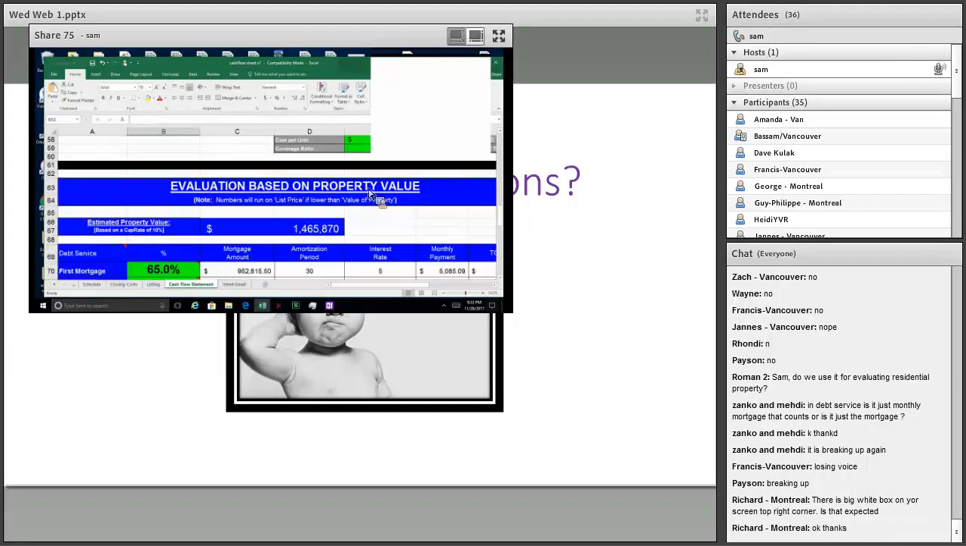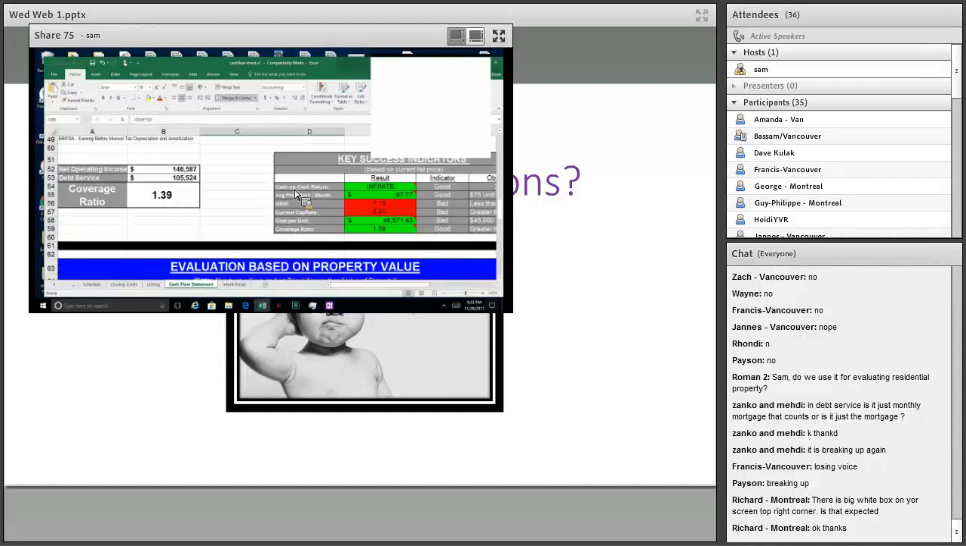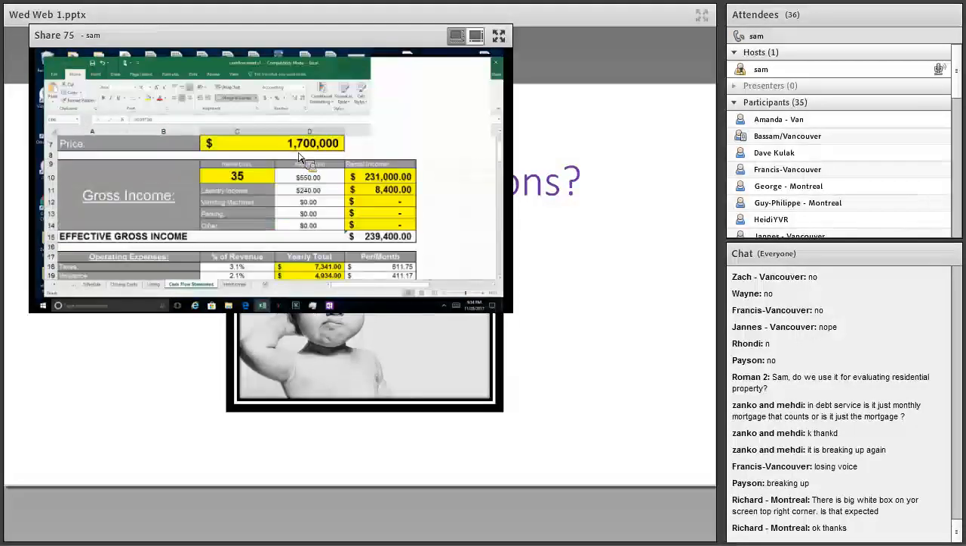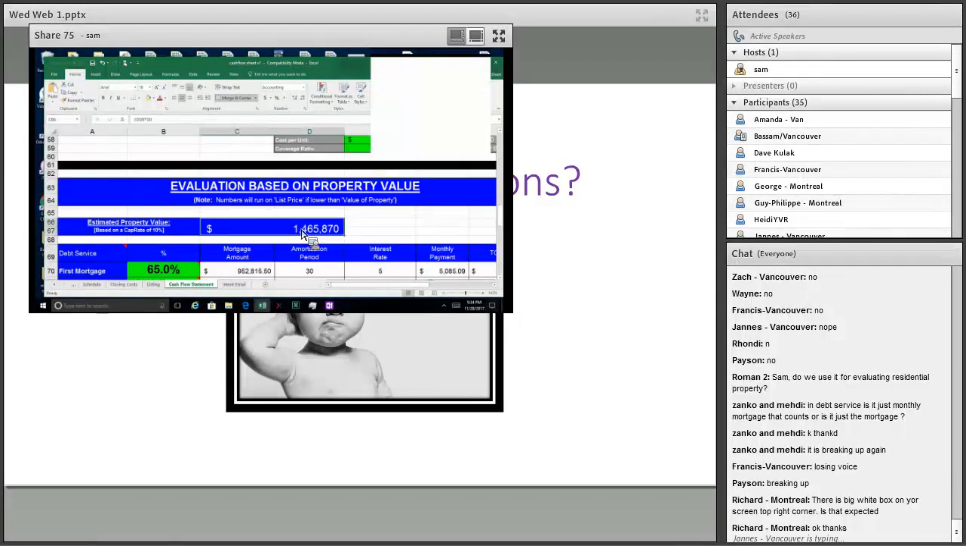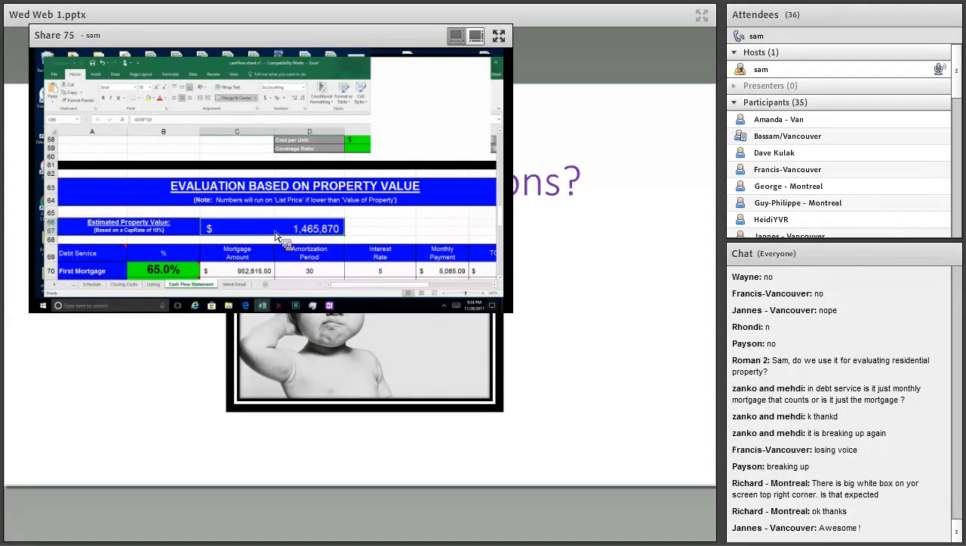Okay, let's go down here. Now, valuation based on property value. What this does is tell you what the property is valued at for us. Even though this property is listed at 1.7, when we run the actual numbers, our value is 1,465. This tells us what the property is worth to us, and it's important because immediately we can see our maximum offer price is 1,465.